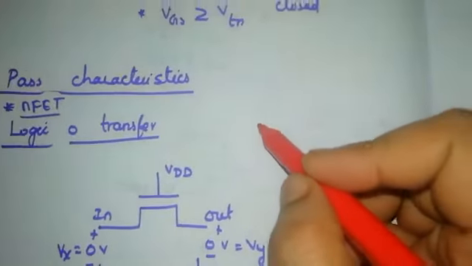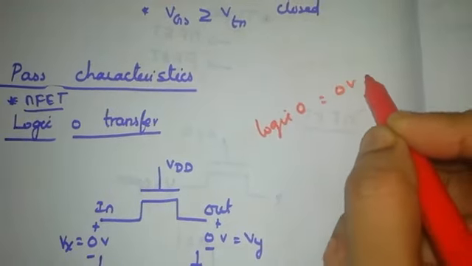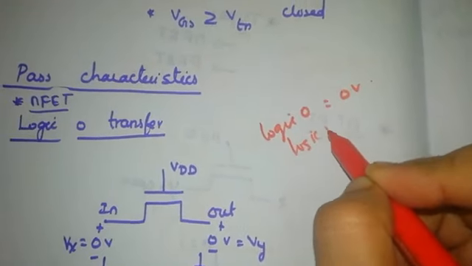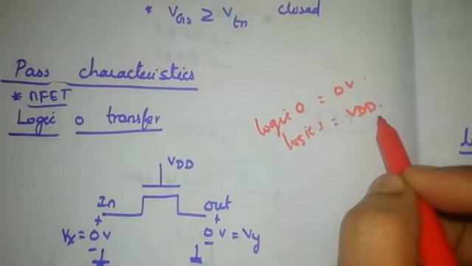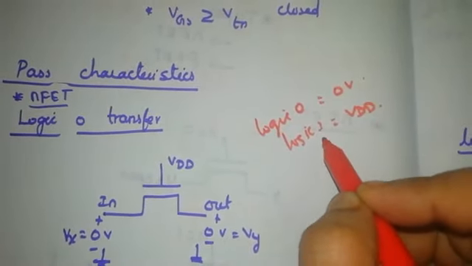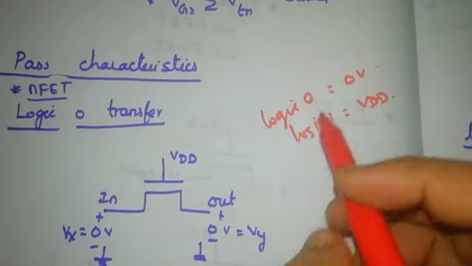So next one is pass characteristics, and we consider logic 0 equal to 0 volt, and logic 1 equal to VDD. So whenever the output is 0, that is defined as logic 0. When the output is VDD, that is defined as logic 1.